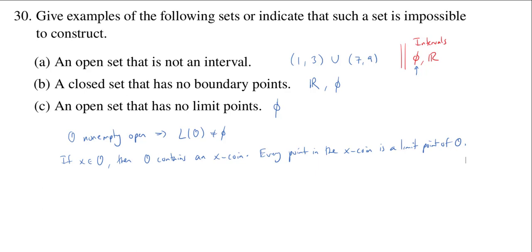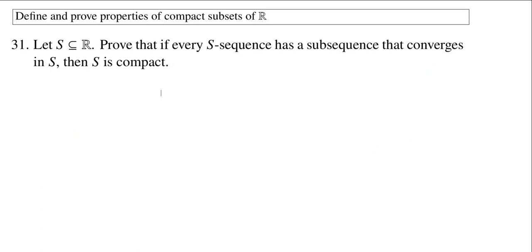All right, let's move on to problem number 31 and a new standard. Problem 31, our final standard: define and prove properties of compact subsets of R. In this problem, we're given a subset S of R, and we're going to prove that if every S sequence has a subsequence that converges, hey, that sounds like Bolzano-Weierstrass. If every S sequence has a subsequence that converges in S, so it's not just converging to something, it's actually converging to an element in S, then S is compact. Okay, let's give it a try.